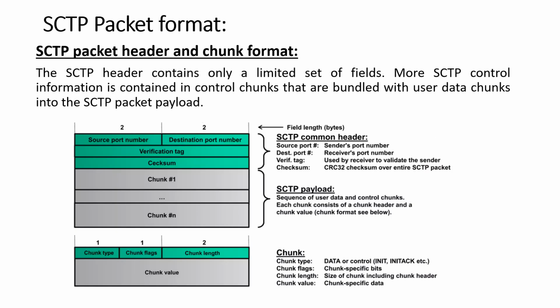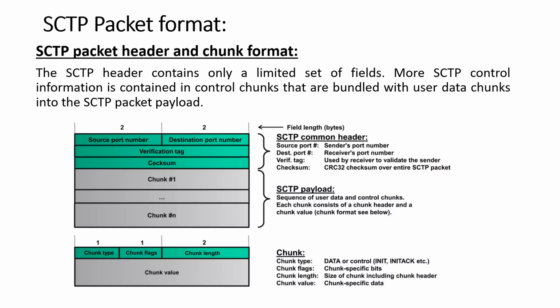This is the SCTP packet format. SCTP packet header and chunk format. The SCTP header contains only a limited set of fields. More SCTP control information is contained in control chunks that are bundled with user data chunks into the SCTP packet payload. So this is the overall structure of an SCTP packet.